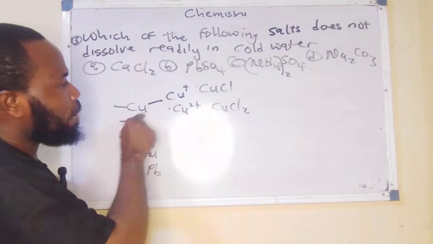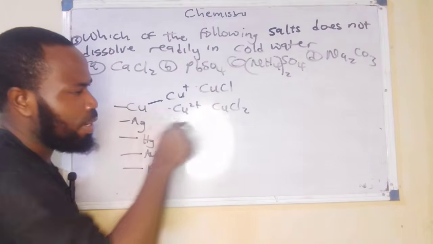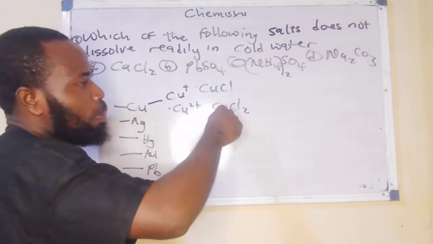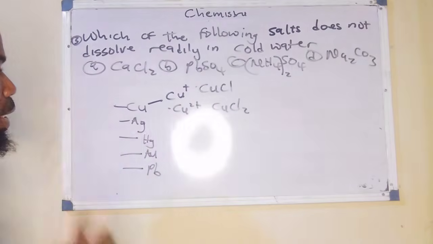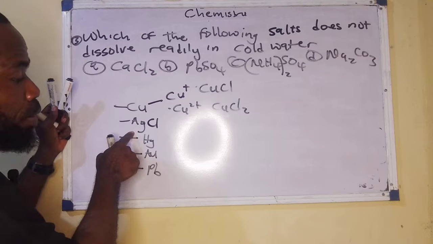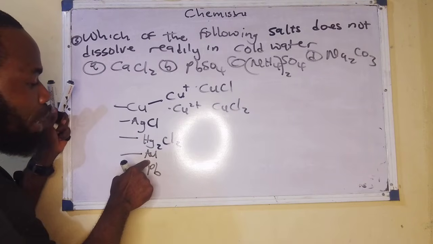So since copper forms two chlorides, amongst these two chlorides, one of them is still insoluble. Copper(I) chloride is insoluble, but copper(II) chloride is soluble. So you should put that at the back of your mind. Now, silver chloride is insoluble. Mercury chloride is insoluble. Gold chloride is insoluble.